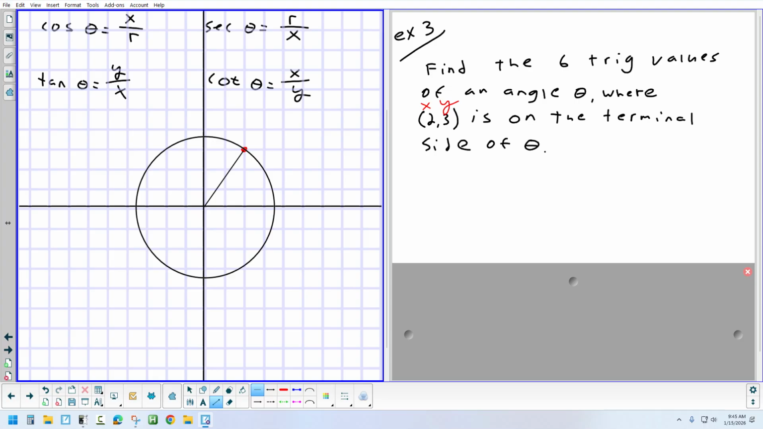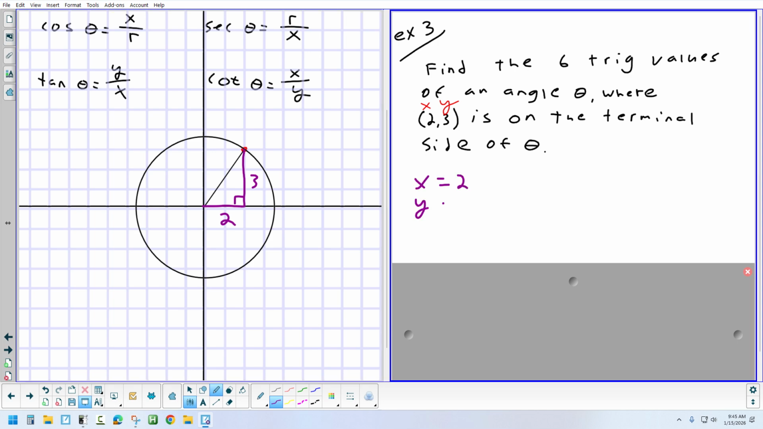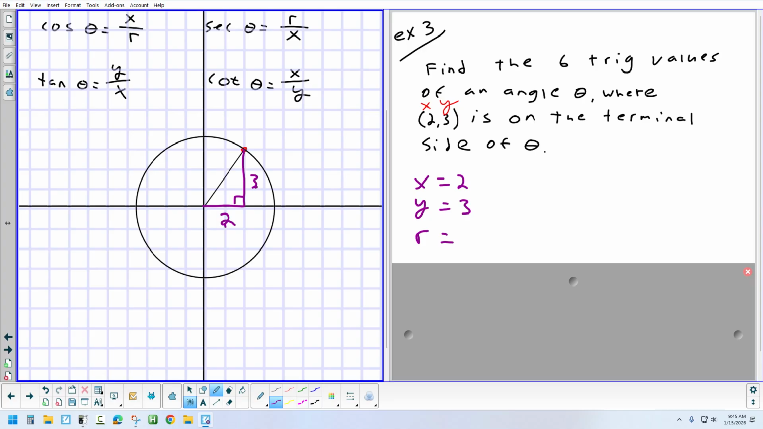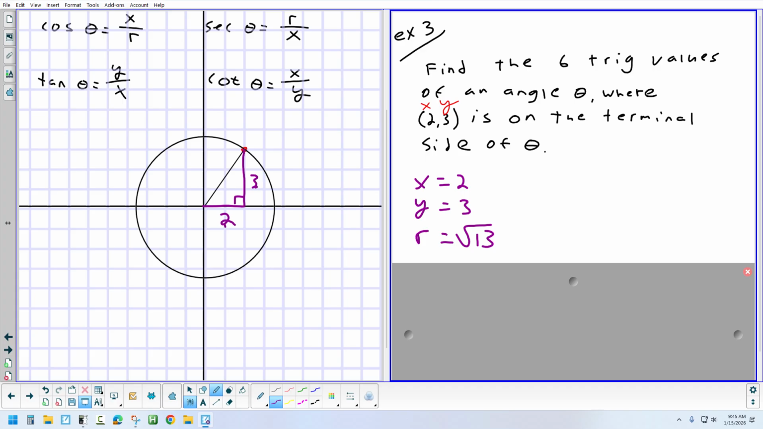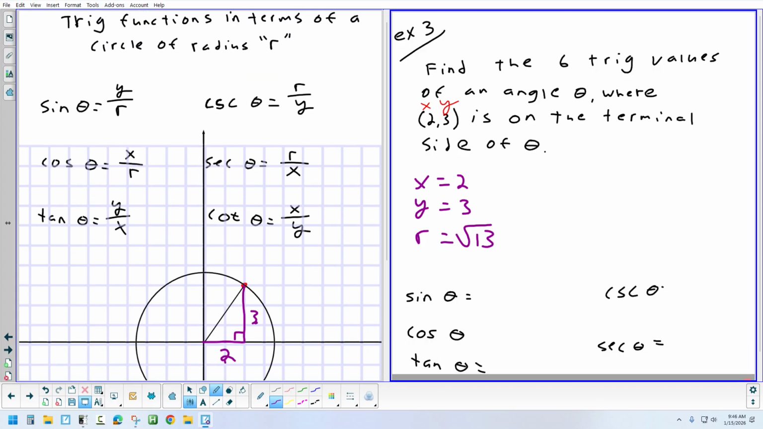We're going to use the Pythagorean theorem and basically make a right triangle. The base of this triangle is 2. The height of the triangle is 3. What would be the hypotenuse of the triangle as an exact answer? Yep. Square root of 13. So 9 plus 4, square root of 13. Now you're all set. You can plug those numbers into these formulas.